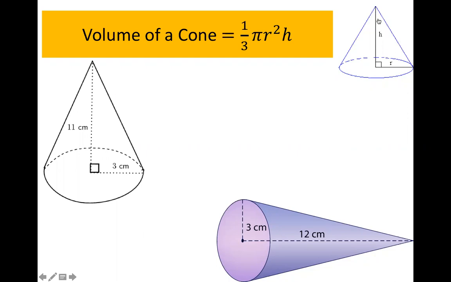How can you get the height? Let's say you're given the diagonal, and you're given the radius. So you can use Pythagoras theorem to calculate the height. Let's say you're given the slant, which is the hypotenuse, and the radius, then you can find the height by Pythagoras theorem.